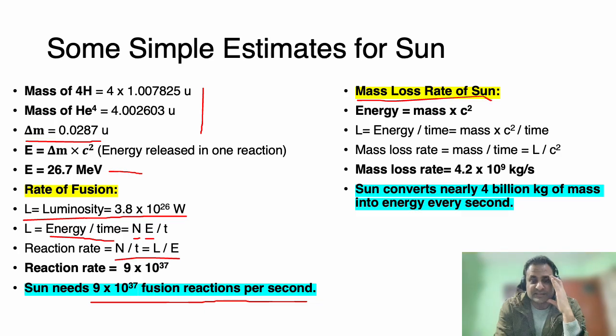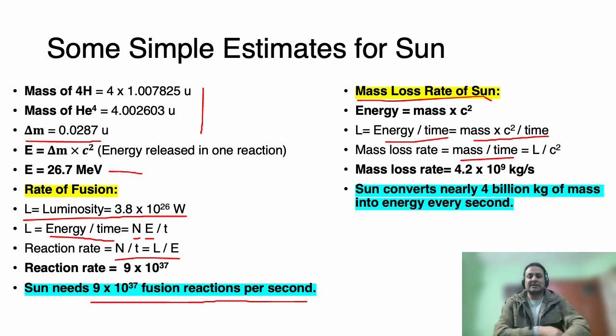We know that the energy is mass multiplied by c square. If we divide by time on both sides, energy over time becomes luminosity, so we also divide by time on this side. We can isolate mass over time, which is called the mass loss rate, and it becomes L over c square. The L we know is 10 to the power 26 watts, and c square is a constant. The answer is 4 times 10 to the power 9 kilograms per second. This is the mass loss rate.